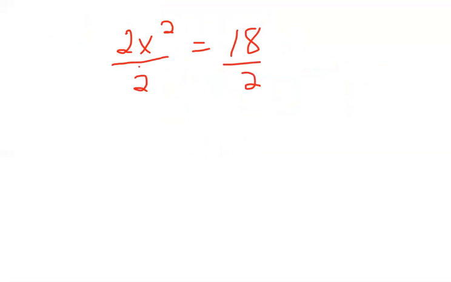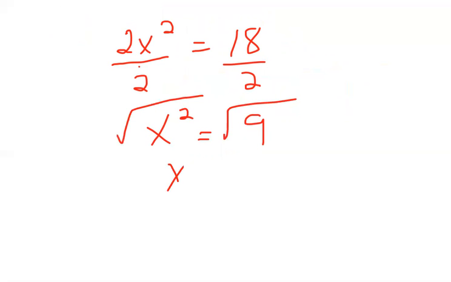Okay, 2x squared is equal to 18. Now, on this one right here, I'm going to divide both sides by 2. So I get x squared is equal to 9. And then take the square root of both sides. So I get x is equal to, remember, compound solution, plus or minus 3. Bam, we're done.